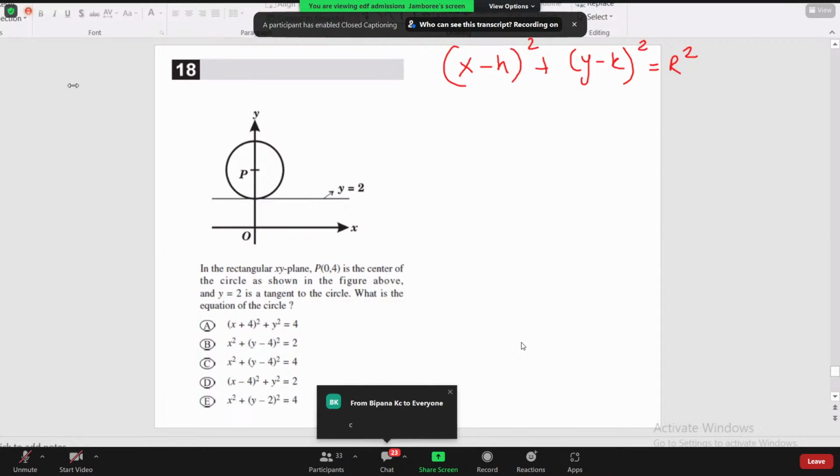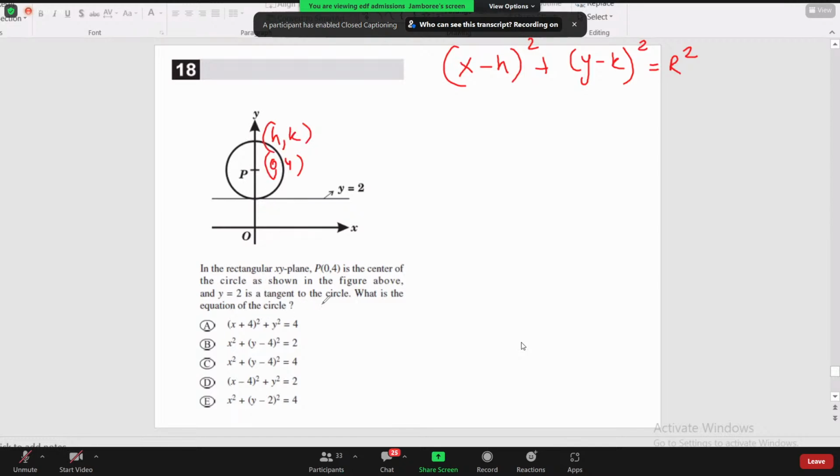How come A is not the correct answer? If you notice, it says in the rectangular coordinate xy plane, P 0 comma 4 is the center of the circle. So the center of the circle is at the point 0 comma 4. So h comma k will be 0 comma 4.